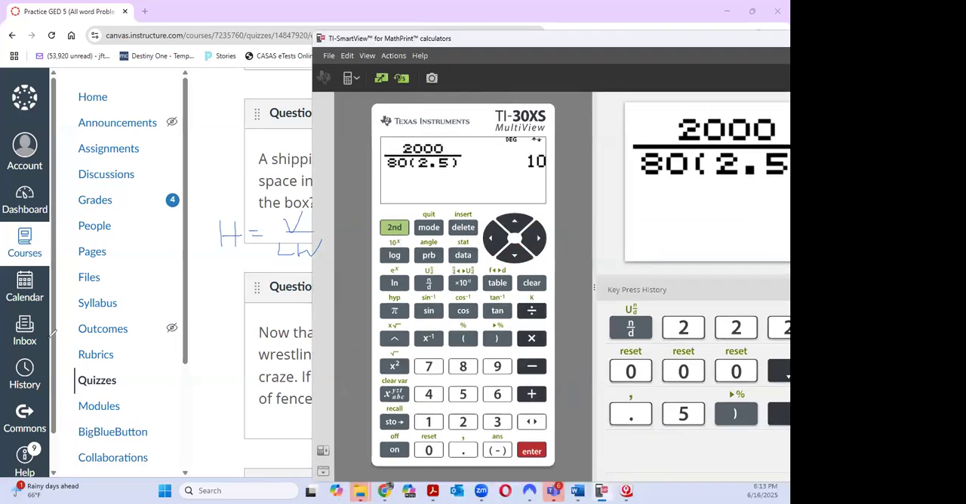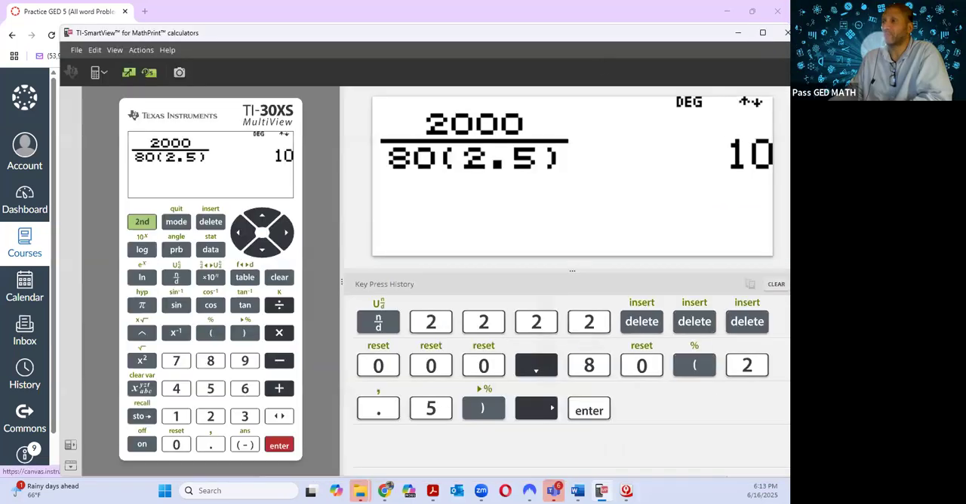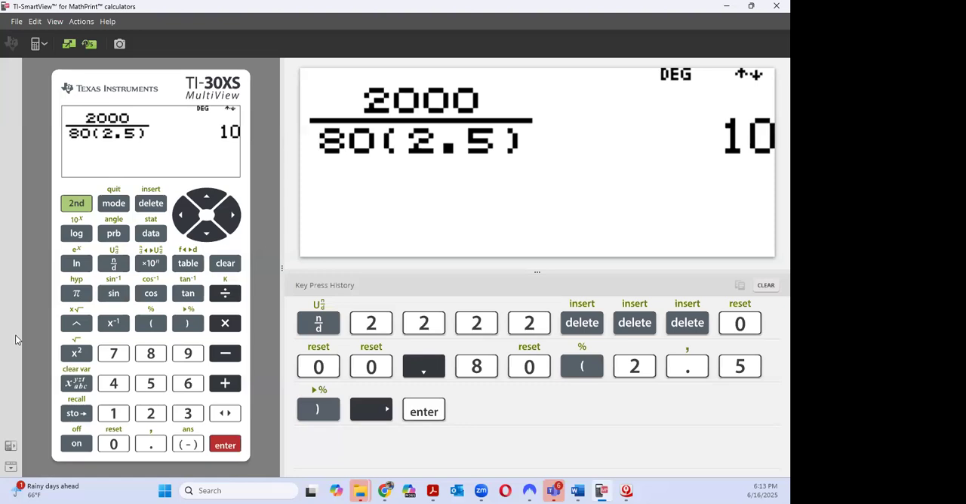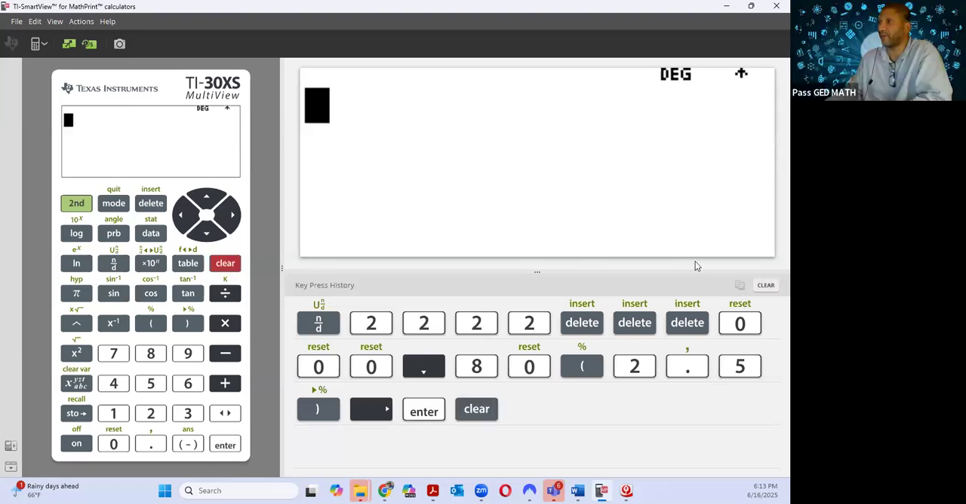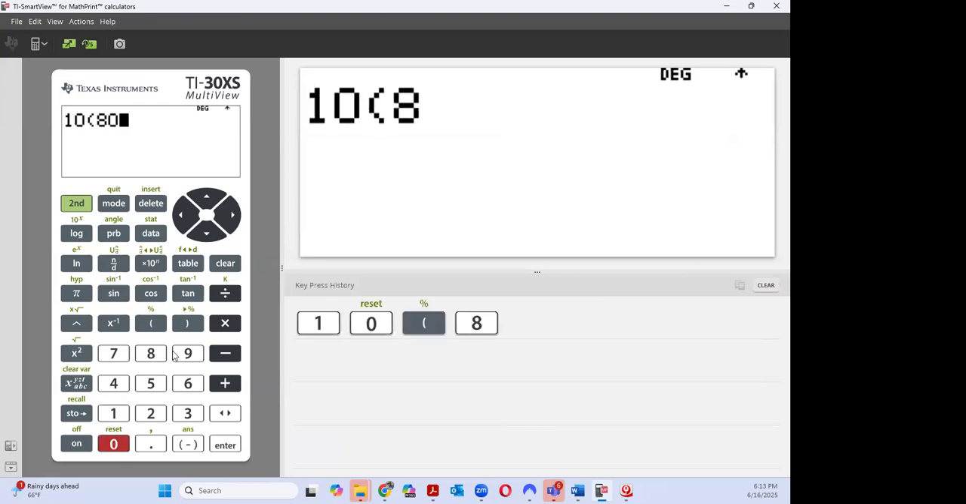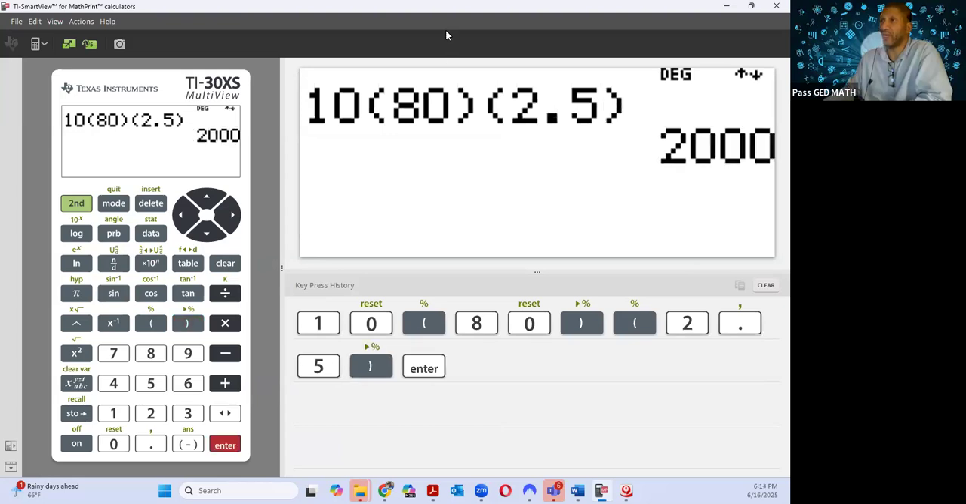Sometimes we're not 100% sure. Now, to check it, we can just plug it back in if we wanted to. What you want to remember is if we wanted to make sure we're right, we can go 10 times 80 times 2.5. We should get 2,000, and we did. So that's how you know you're right. You can always check your work after you're done.